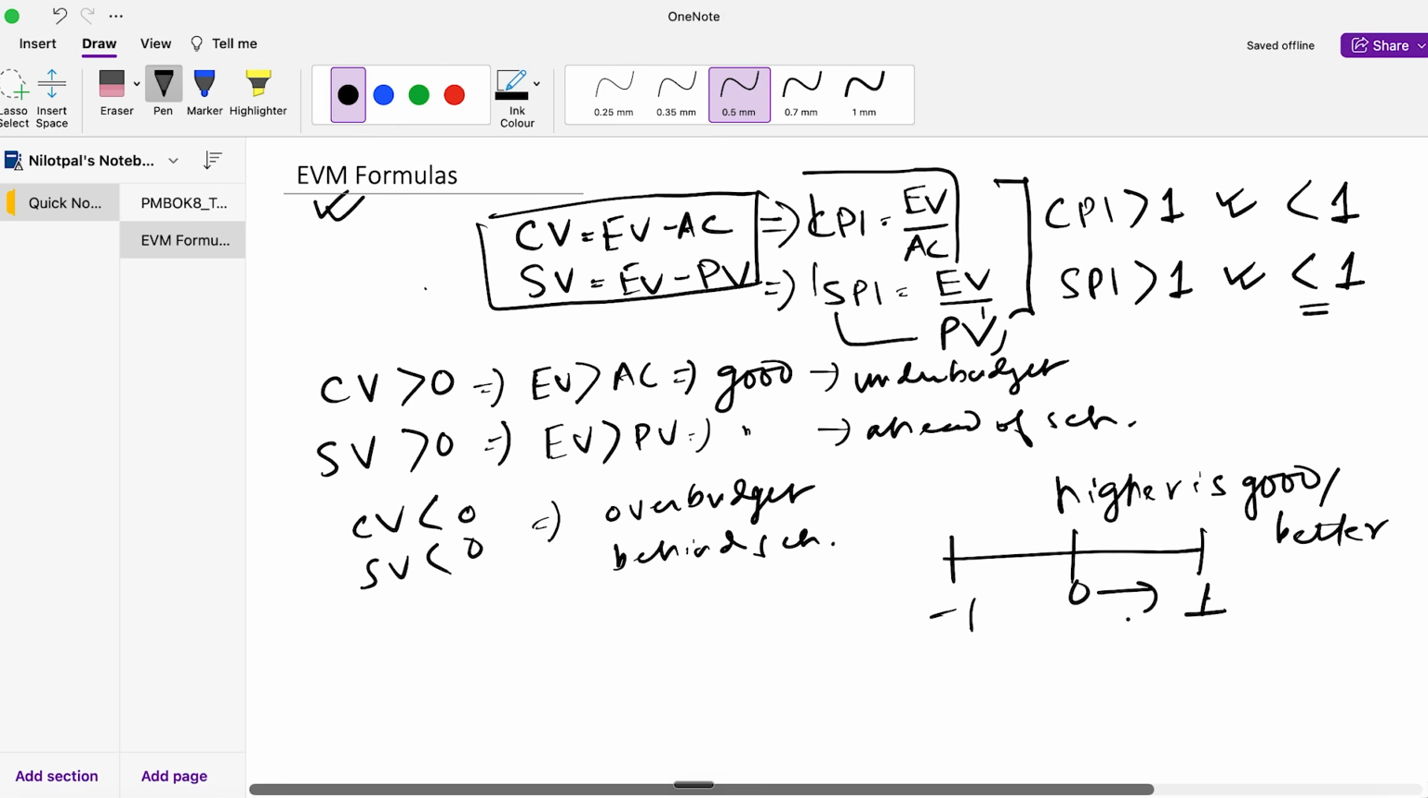Which means if your CPI is greater than 1 or your cost variance is greater than 0, it is good. If your CPI or SPI is less than 1 or your cost variance or schedule variance is less than 0, which means it is bad. So for CPI and SPI, remember it like this, that higher is good or higher is better.